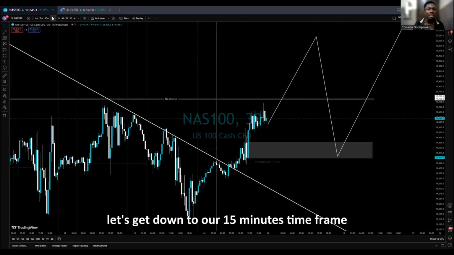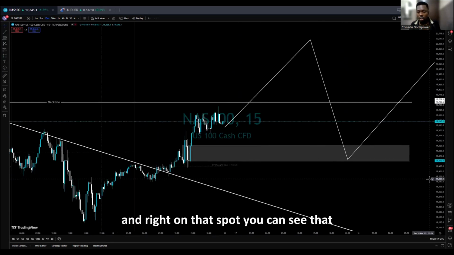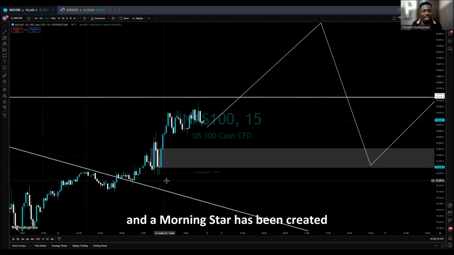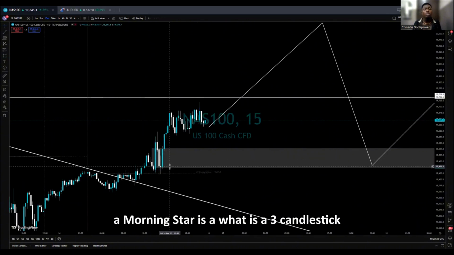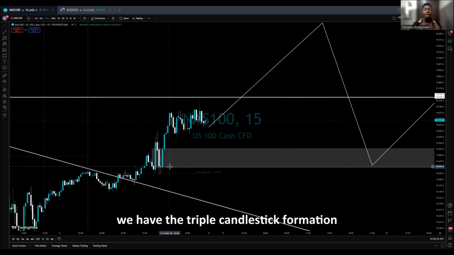For added confidence, let's get down to our 15-minute time frame. This is our 15-minute time frame. And right on that spot, we can see that a morning star has been created. A morning star is a what? It's a three-candlestick bullish formation. All right, so we have a single candlestick, double candlestick, and the triple candlestick formation. This is a triple candlestick bullish formation.